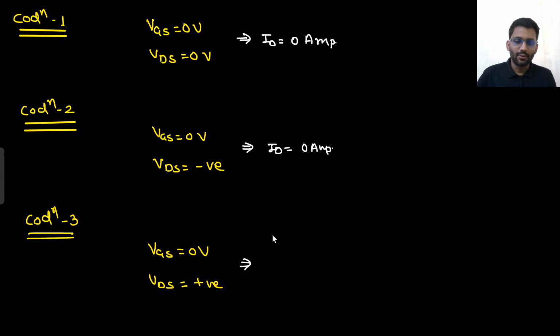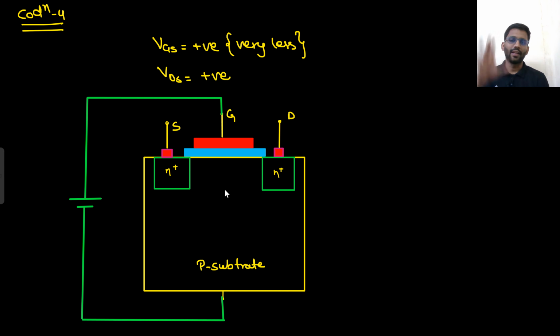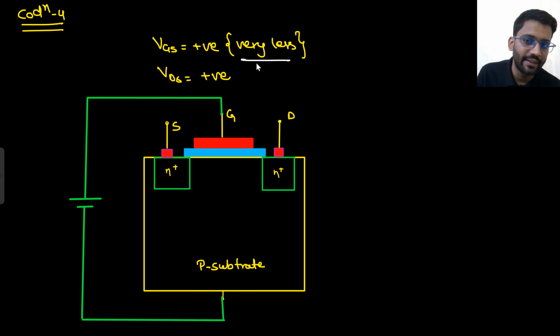So here also the current will be 0. Now what I am doing, I will apply some positive potential at the gate. So here I am applying some positive potential and drain is also at positive. But the positive potential that I have applied is very less, not much.